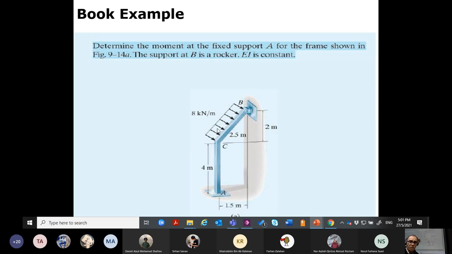So the only thing we have to keep in our mind is that 2.5 is this height: 4 meter, 2.5 meter, 2 meter, 1.5 meter. So 2.5 is the diagonal height. Let me check. It should be 2 square plus 1.5 square. Can somebody confirm? Because I have taken it from the book. So 4 plus 1.5 square under root is 2.5. Okay.